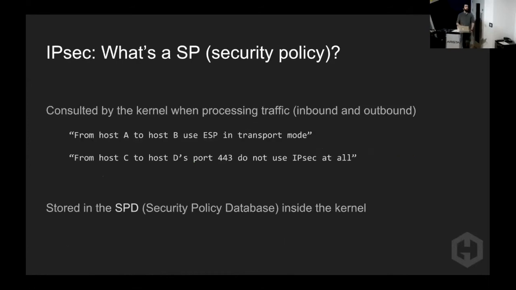Security policy is basically the way we tell the kernel what traffic we want to be protected by IPsec or not. So you can say something like, any traffic that goes from host A to B, use ESP in transport mode. But any traffic that's using port 443, that's SSL, don't use IPsec at all. That's stored inside the kernel in what we call the security policy database.